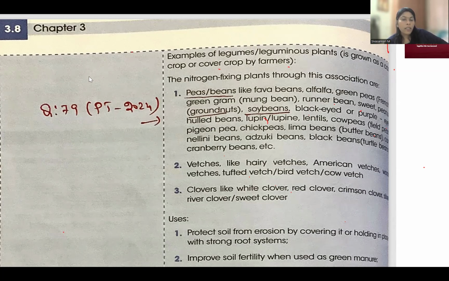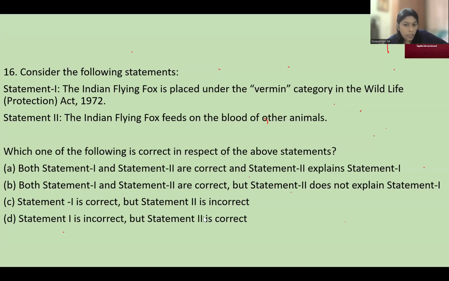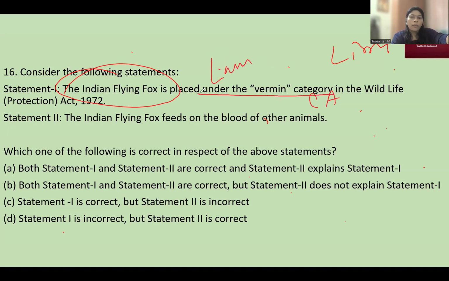Come to the next question. Consider the following statements. This is the last question. The Indian flying fox is placed under the vermin category in the wildlife. So species description is always asked. Previously, we saw about lions, tigers, cheetahs. This is the second one, Indian flying fox. Why? It came in the news, current affairs area. Placed under the vermin category in the Wildlife Protection Act 1972.